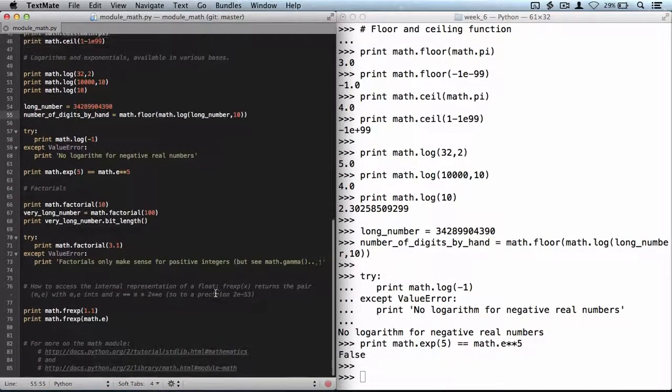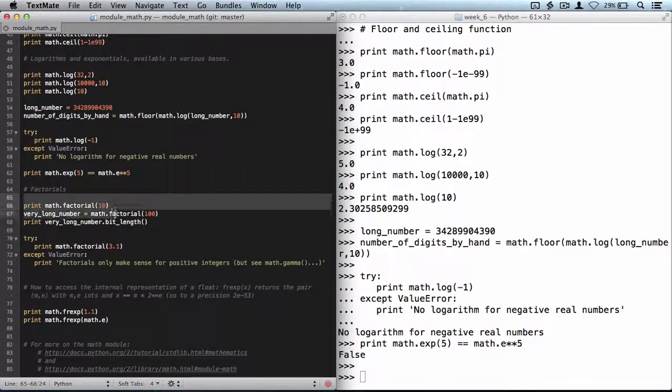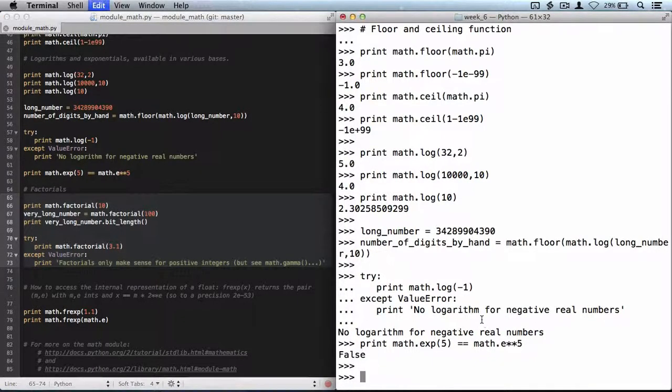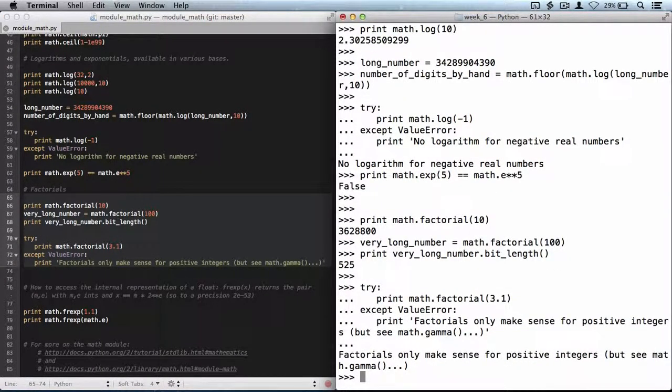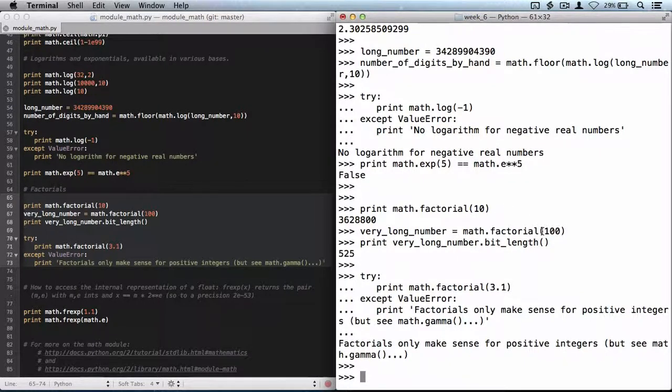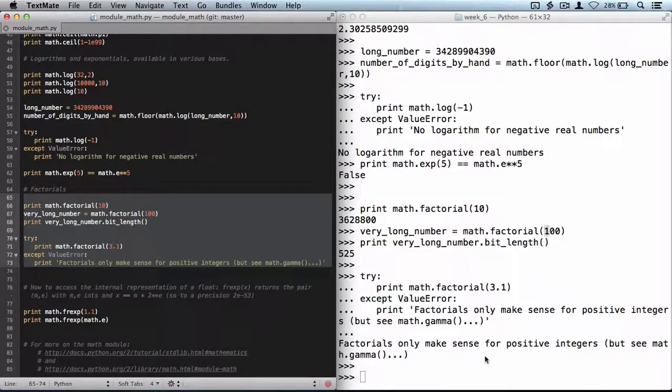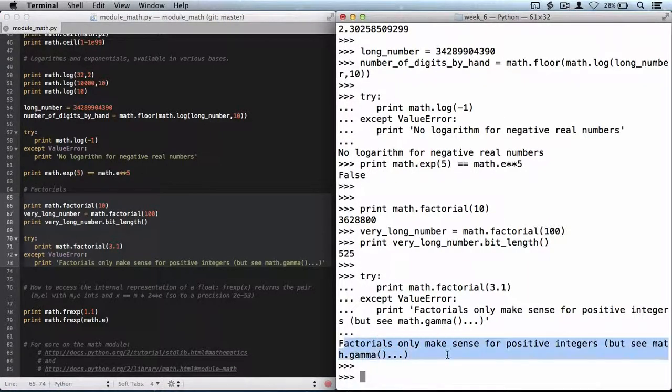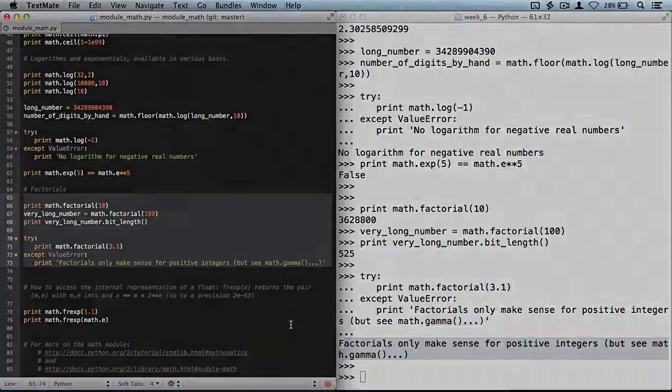Okay, so other things you can do, you can use factorial, and you can see here the factorial of 100. You know, it's a very long number, and in bits it's going to be 525 bits long. You cannot use factorial for a float, and that gives you a value error. So this is the output I would ask to be printed.